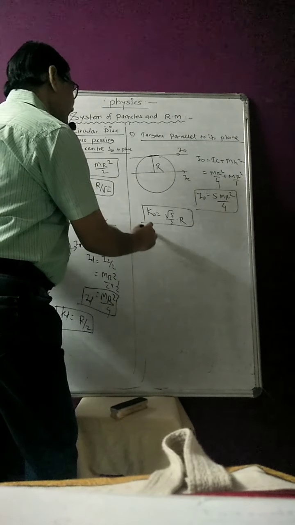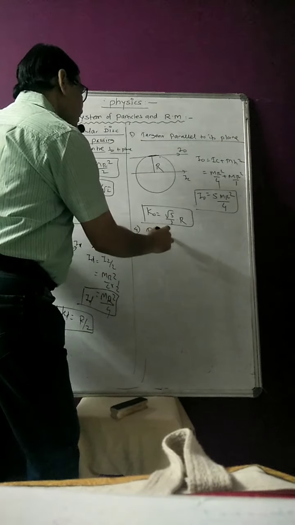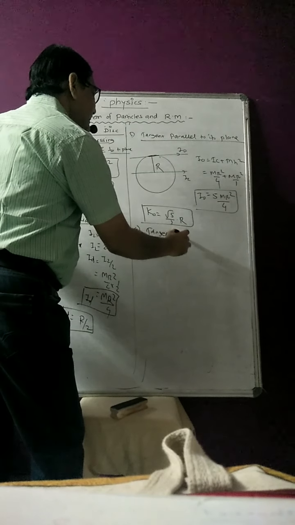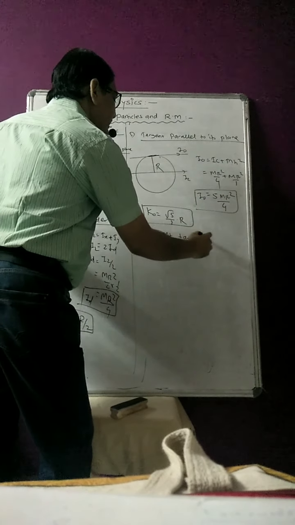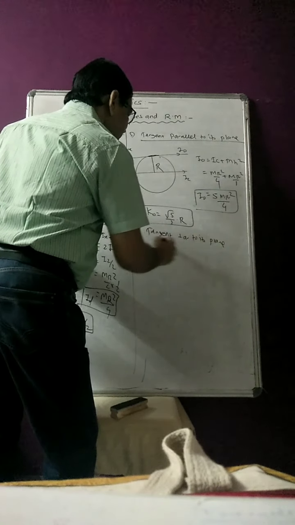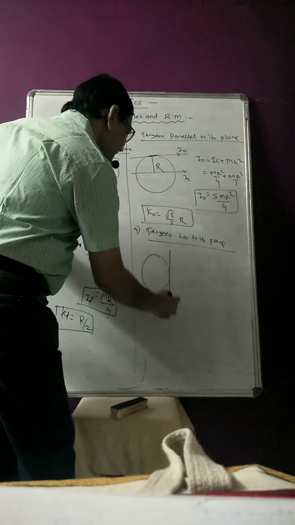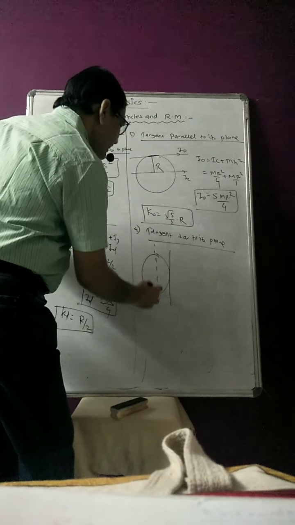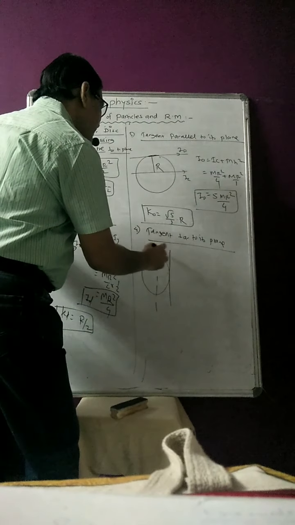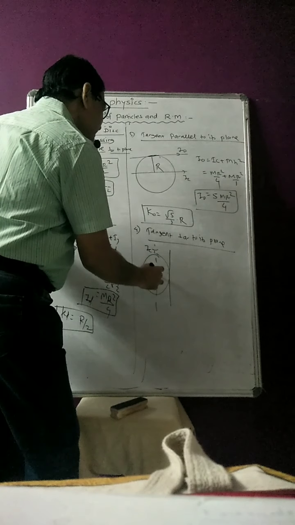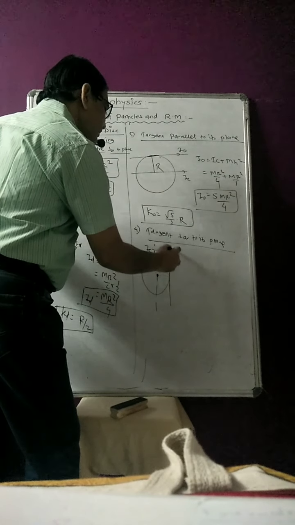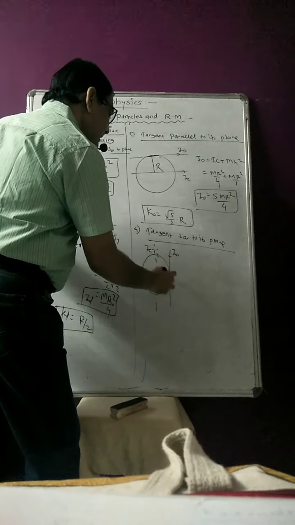Next point, tangent perpendicular to its plane. How will that moment of inertia be? This is the disc, and this is the tangent perpendicular to its plane, and I have to know the moment of inertia about this axis, using the axis passing through its center perpendicular to its plane. I want to find Io. This is again the radius.